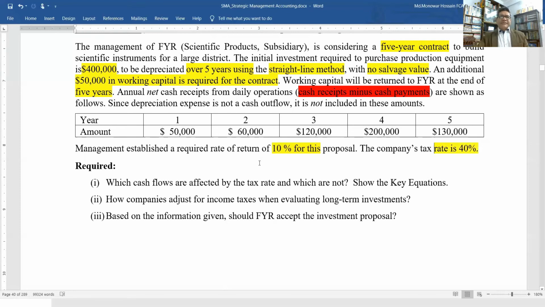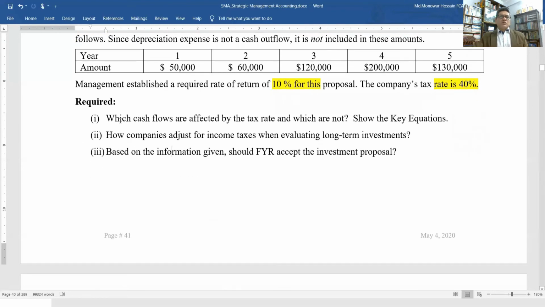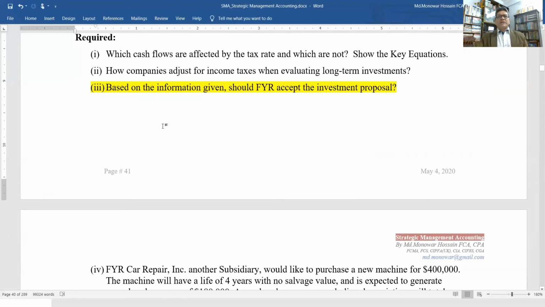So based on that figure, we have to determine which cash flows are affected by the tax rate and which are not. This is the theoretical question: how do companies adjust for income tax when evaluating long-term investment? Now there is a question based on the information given: should you accept the investment proposal? This is the question to you. On the theory side, which cash flows are affected by the tax rate and which are not?